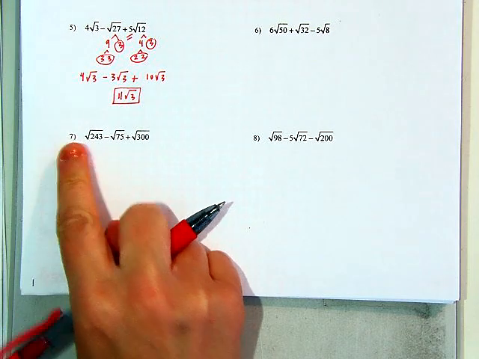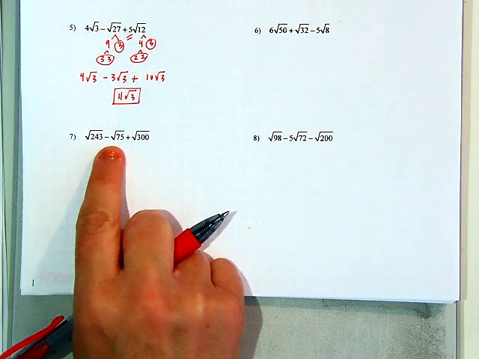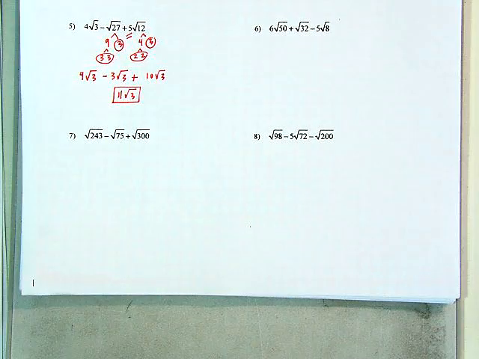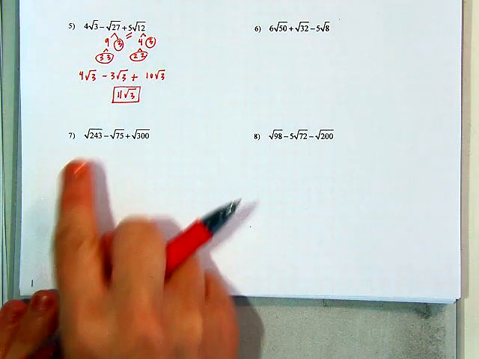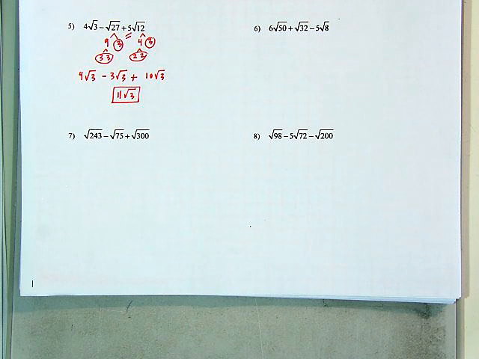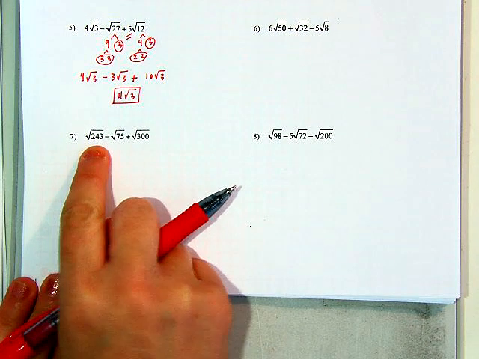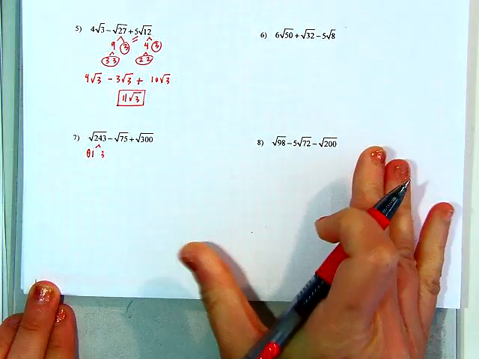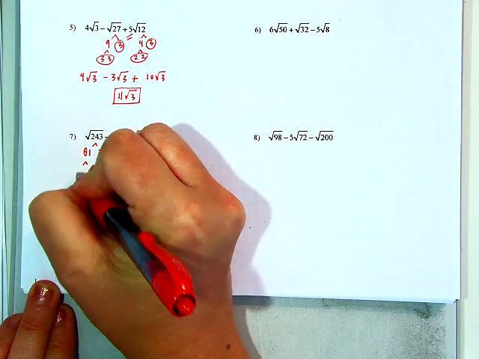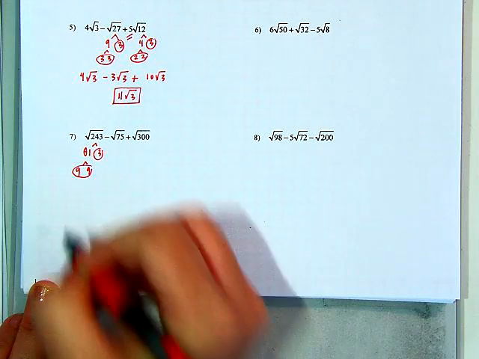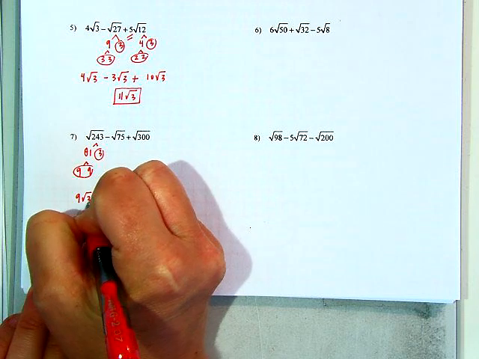Okay, problem 7, I have the square root of 243 minus the square root of 75 plus the square root of 300. So again, at first glance here, these are not the same radicand, but I know that I can simplify each individual term more. So I'm going to do so. So when I look at 243, I can see that that is 81 times 3, and 81 is a beautiful perfect square, right? It's a pair of 9s. So I know that that first term really becomes 9 square root 3.